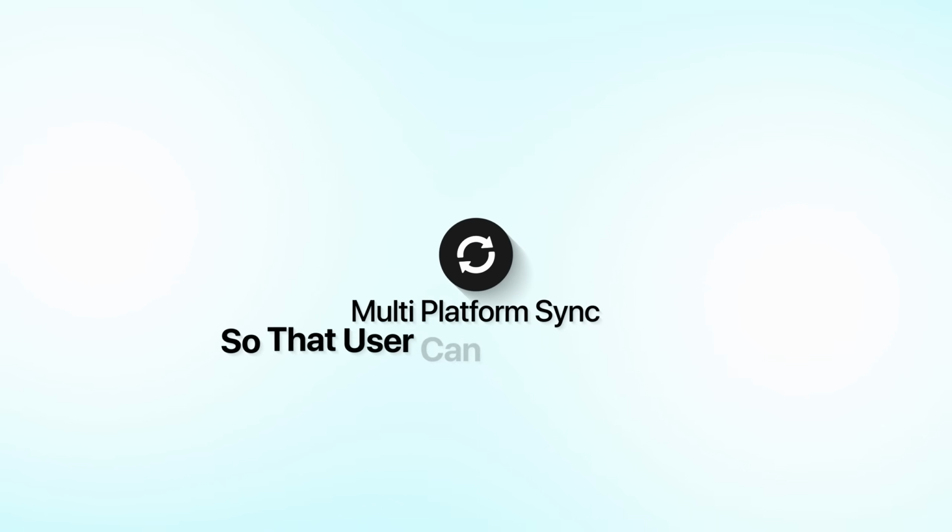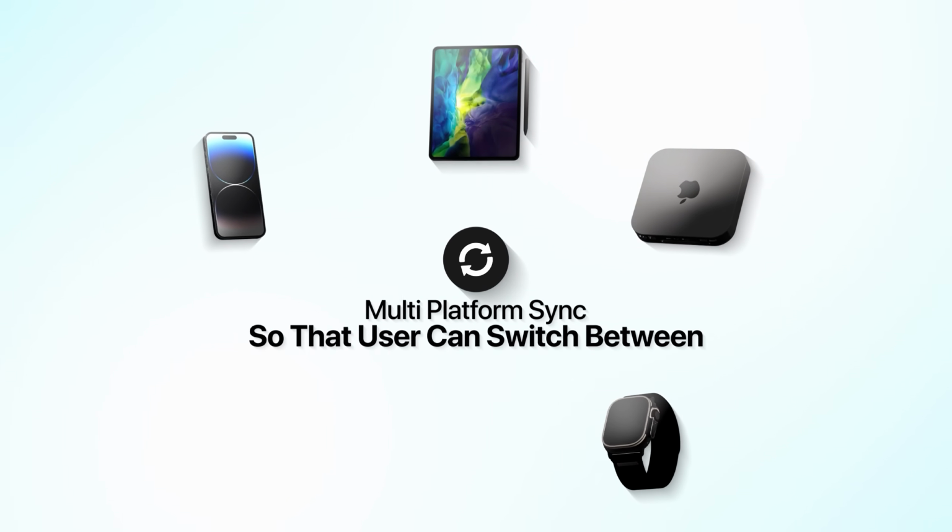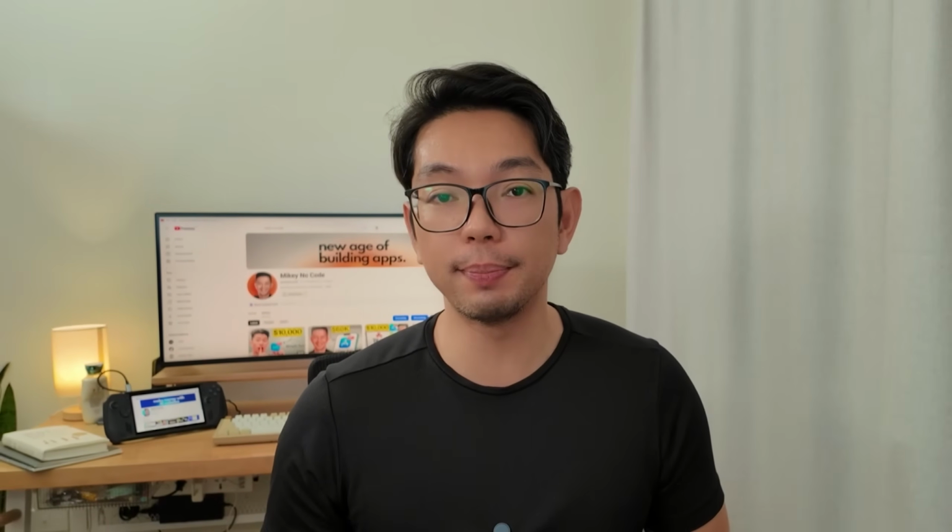Now, currently the app works well on a single device, but now I'm going to add multi-platform sync so that users can switch between their iPhone, iPad, Mac, Apple Watch, and even Apple TV without losing progress or settings. This will make the app feel more connected and convenient, especially for users who use multiple Apple devices throughout the day. And to make all of that happen, we're going to send this prompt over to Base 44.